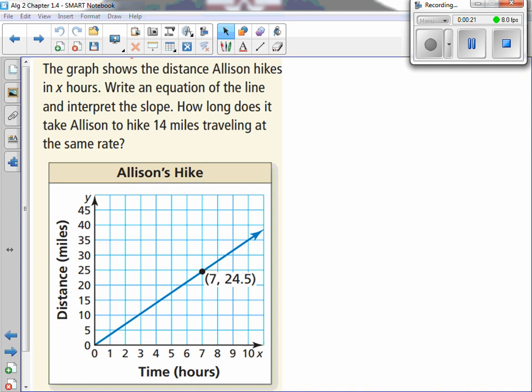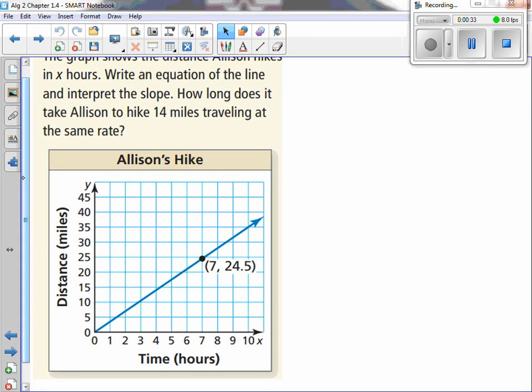So, looking at this here, the graph shows the distance Allison hikes in x hours. Write an equation of the line and interpret the slope. How long does it take Allison to hike 14 miles traveling at the same rate? So the first thing we need to do is write the equation of a line.